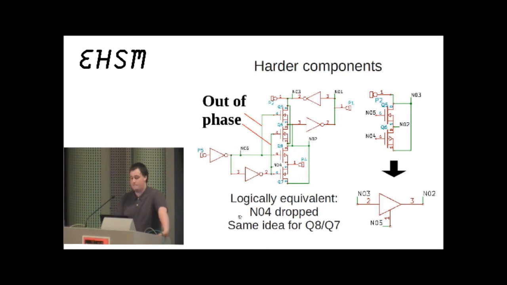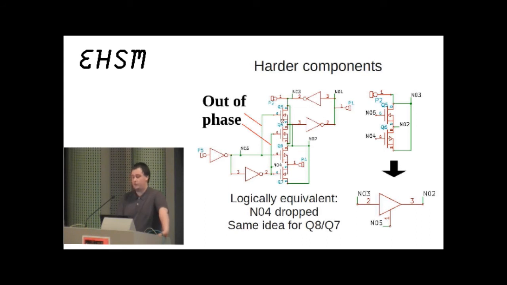So the first step to look at this, you'll notice, is that there's an inverter that we simplified out here. And so if you look now, the net 5 and net 4 are what you might call out of phase. That is, if one of the nets is 0, the other one is 1. If one is 1, the other one is 0. So that helped us a lot in simplifying this.